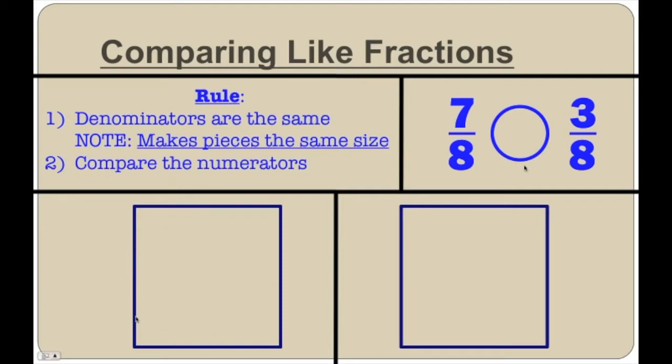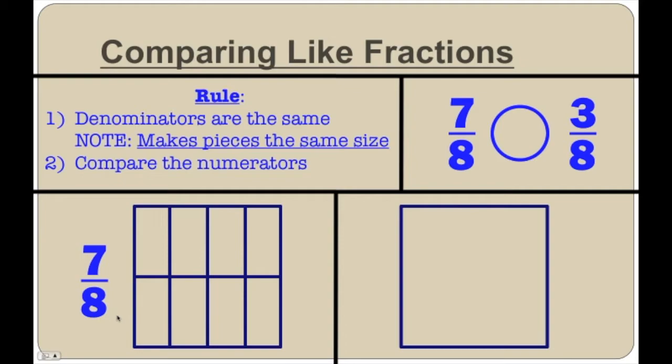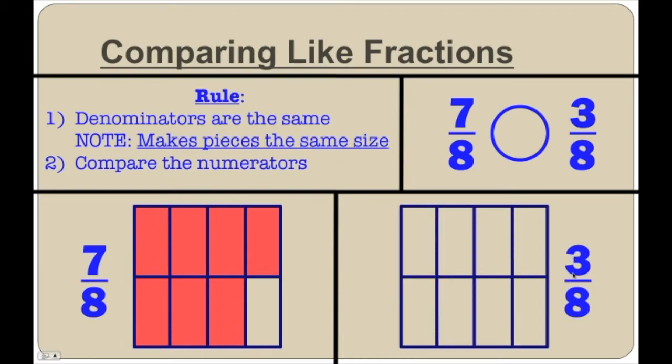Over here, this one whole, I'm going to make it represent 7/8. So we're going to cut this into 8 total pieces, and we'll shade 7 of them. 1, 2, 3, 4, 5, 6, 7. And over here, we'll have this one whole represent 3/8. Again, we'll break it up into 8 pieces because that's our denominator, and we'll shade 3 of those pieces. 1, 2, 3.